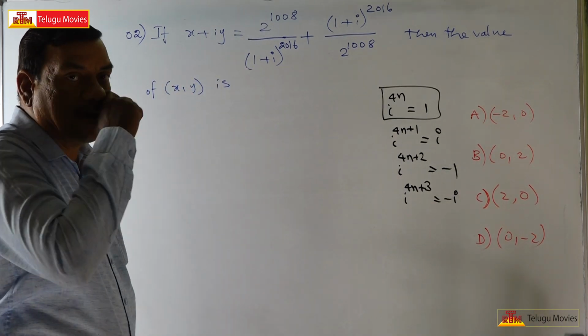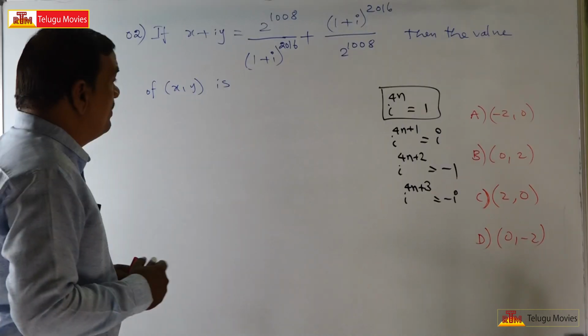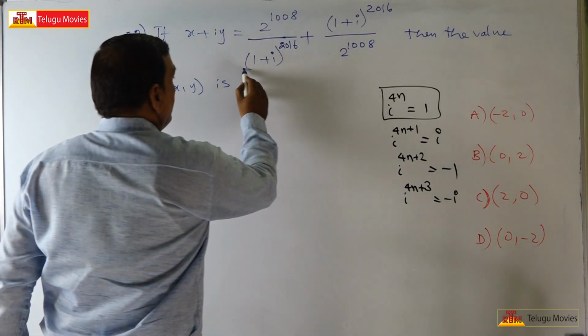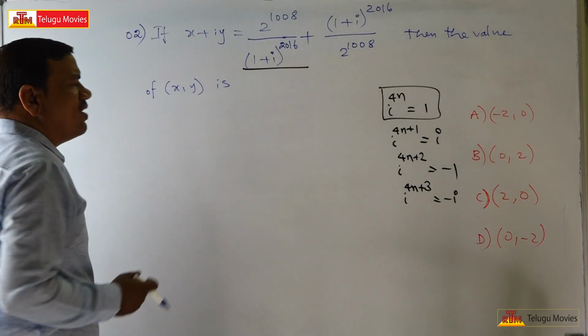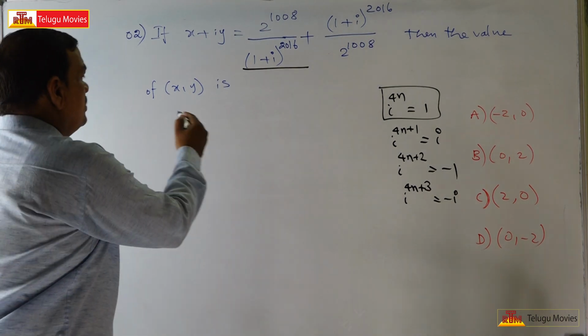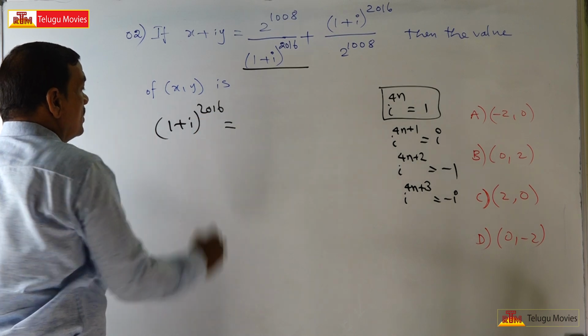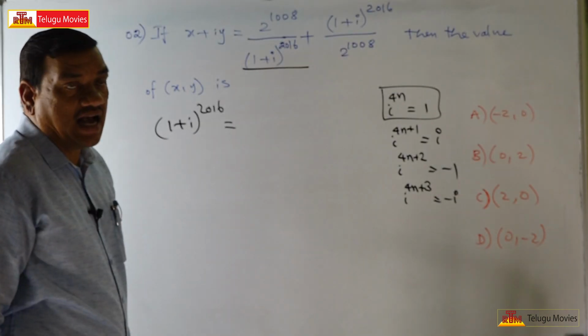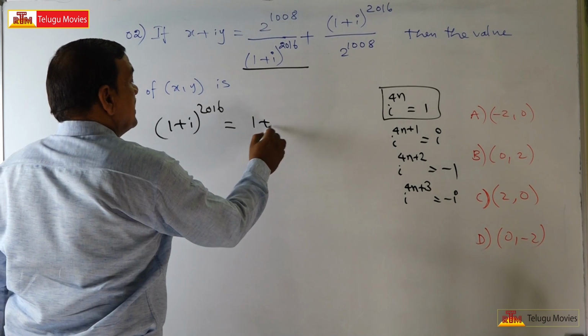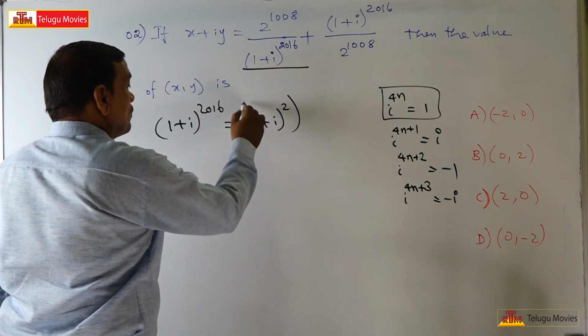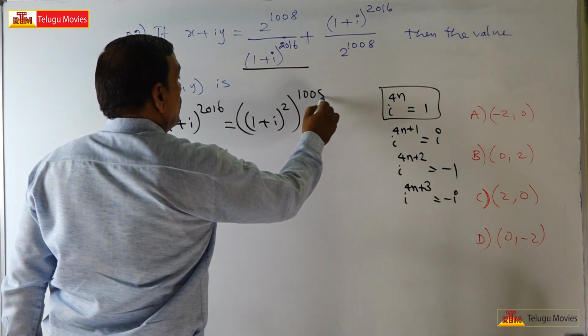If you write down, that value is 1. Now coming to here, first I will try to find out the value of 2 power 1008. It is very clear. Now see here, 1 plus i power 2016. This I will write as (1 plus i whole square) whole power 1008.